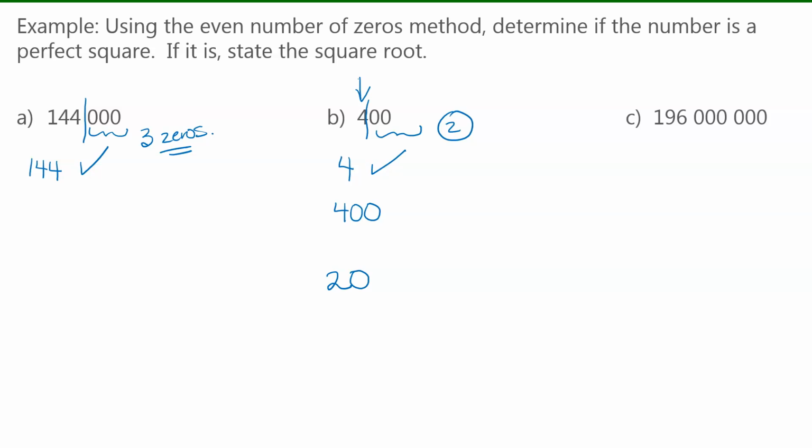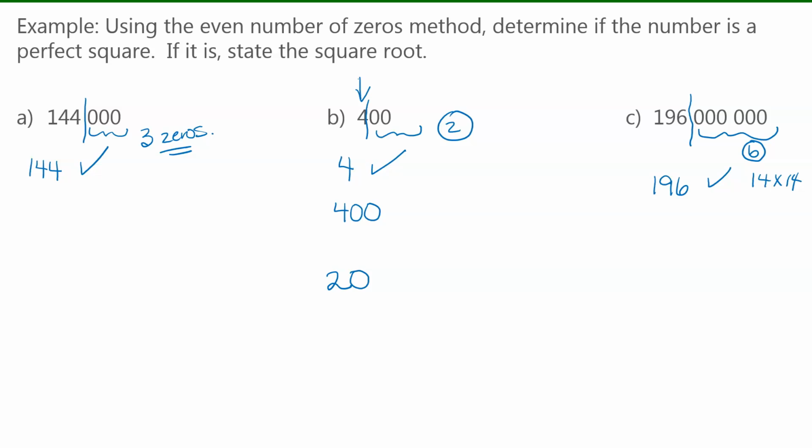Let's look at example C. So again, consider the digits before the zeros. In this case, it's 196. 196 is a perfect square because it's equal to 14 times 14. At the end, we have 6 zeros. 6 is an even number. So because it's an even number, this method works, and 196 million is a perfect square.